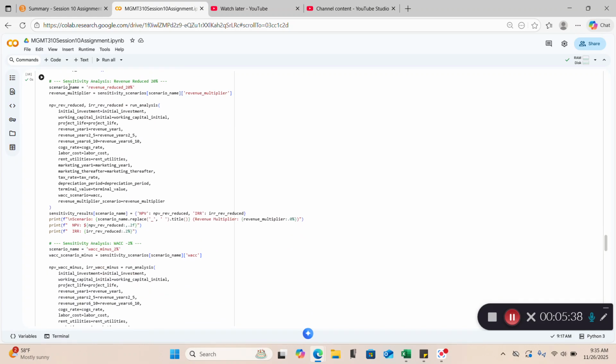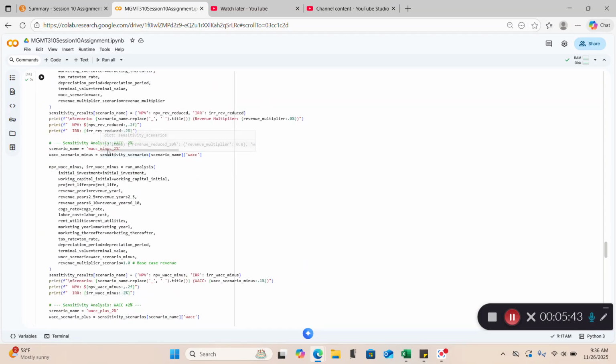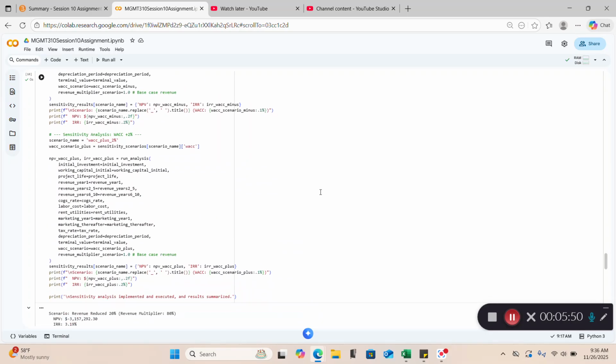And this is where we have our sensitivity analysis, where we have the revenue reduced by 20%, and we'll see what happens. Another scenario would be reducing the WACC by 2%. Another scenario we had was increasing the WACC by 2%.